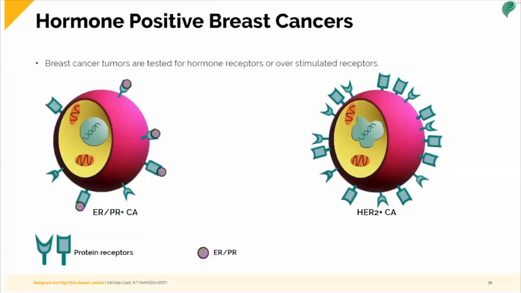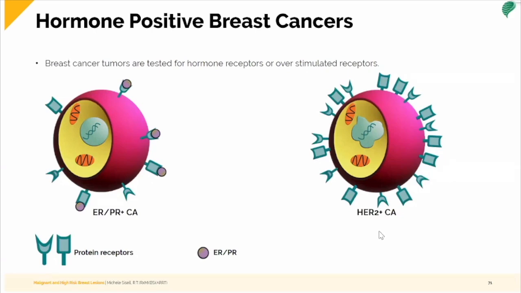Hormone-positive breast cancer. Breast cancer tumors are tested for hormone receptors. In these types of breast cancers, the receptors on the cancer, or in the cancer, are pulling estrogen or progesterone in. It's feeding the cancer. It could also be one that's called HER2 positive.